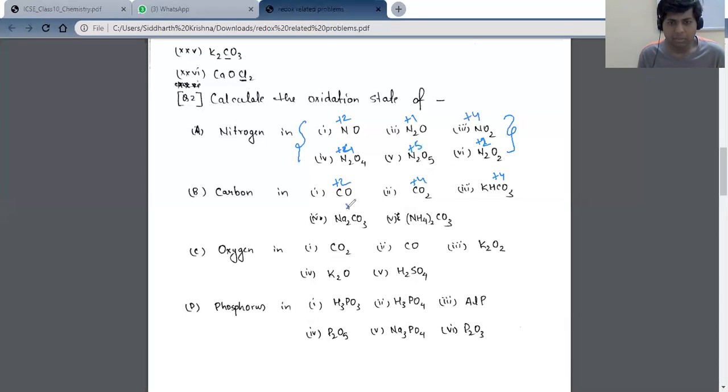Then carbon, here it will be plus 2, here it will be plus 4, here it will be plus 4, here it will be plus 4, here it will be plus 4. Any doubt in this? Sir, who is having a doubt? Sir, Ashmita. Ashmita, can you explain? Which one? NH4 CO3. Srijita and Ashmita are having doubt in this one.